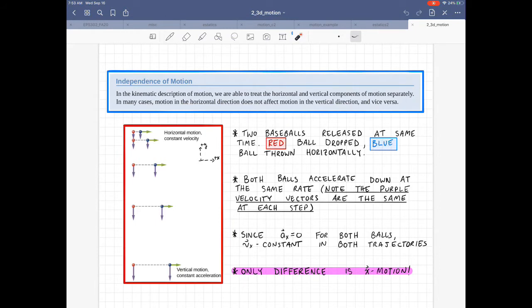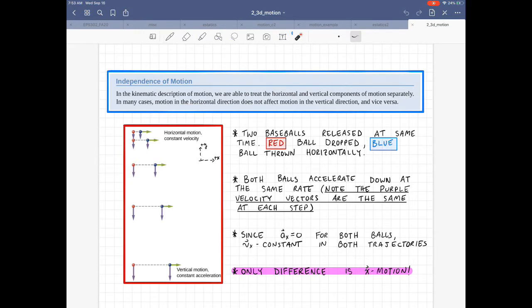So we've got two objects that are going to be released at the exact same time. The red one is going to be dropped, and the blue one is going to be thrown horizontally, so in the positive x direction, which I've defined here. So released at the same time, red ball is dropped, blue ball is thrown to the right.